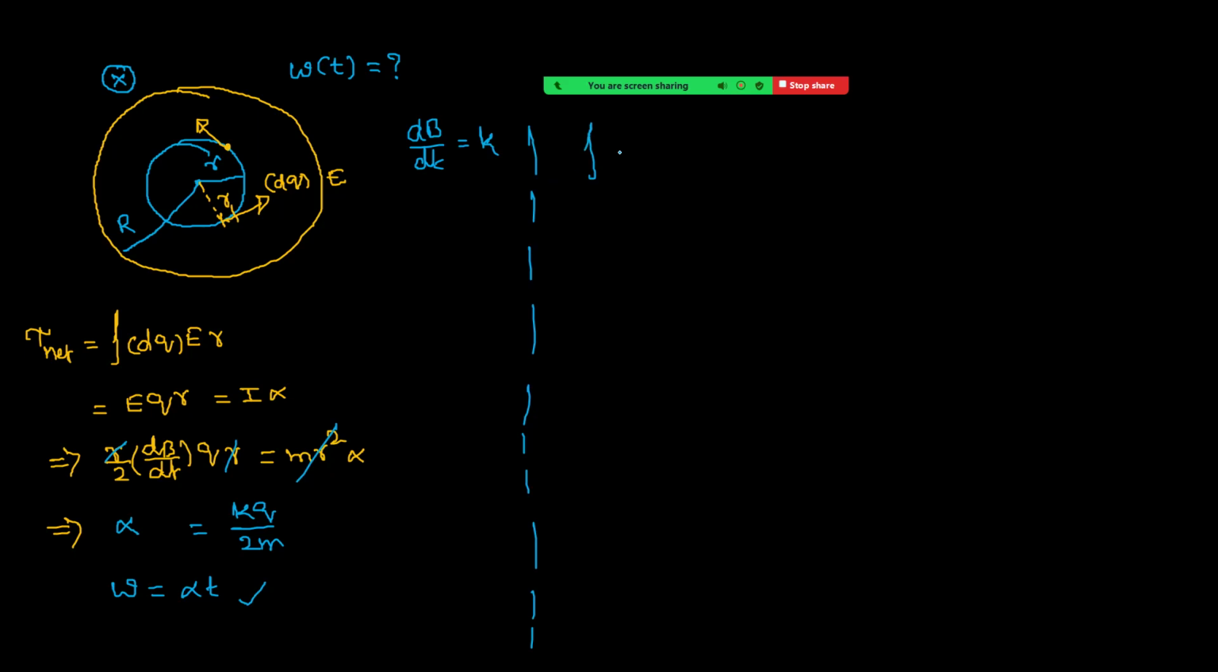It is the integration of tau dt. There is an angular impulse because of this torque, and that value is equal to the change in angular momentum, that is I omega minus 0. The initial value is 0. Then see how we get it. In the place of this, see what I can write: integration of tau in it, that value, how much? It is a constant, right? E into q into r into dt.